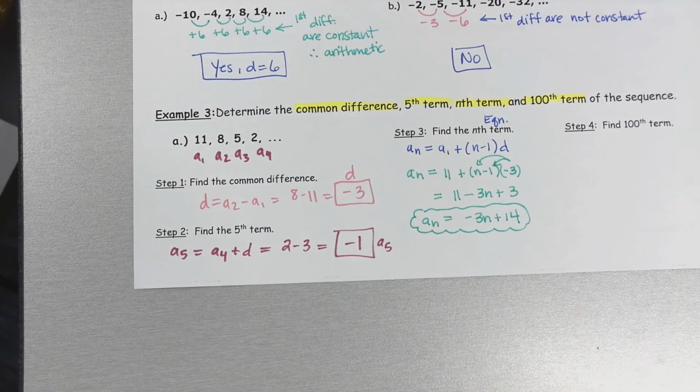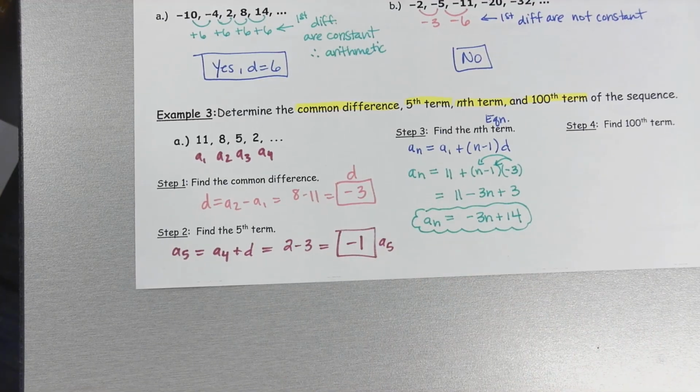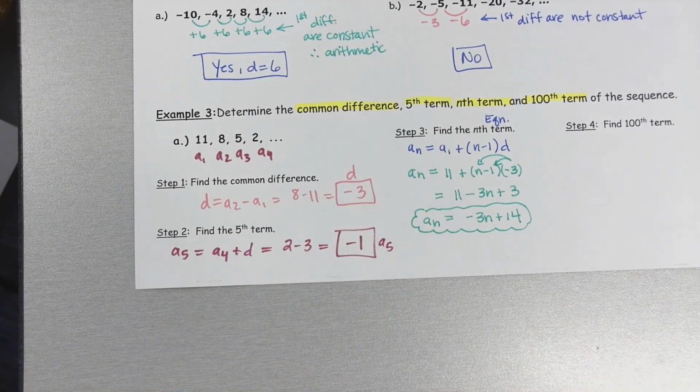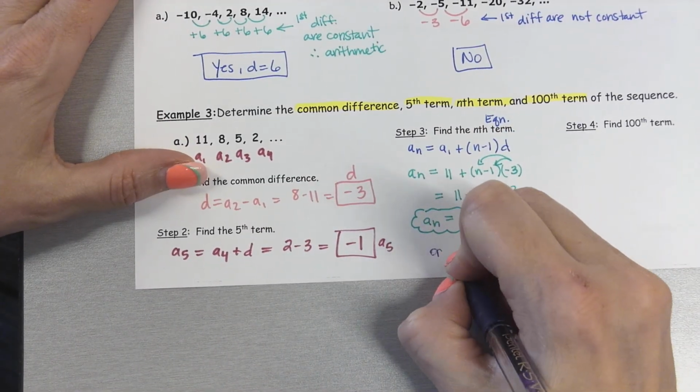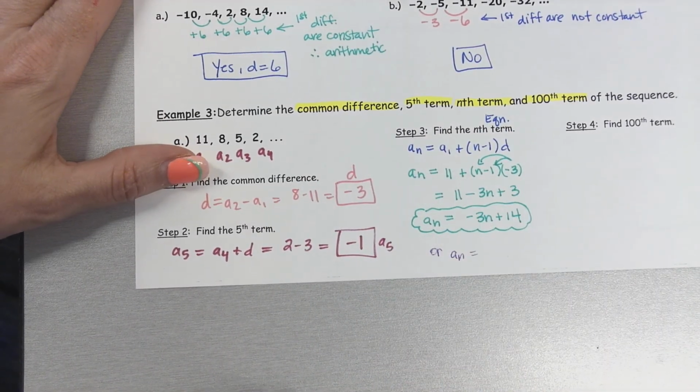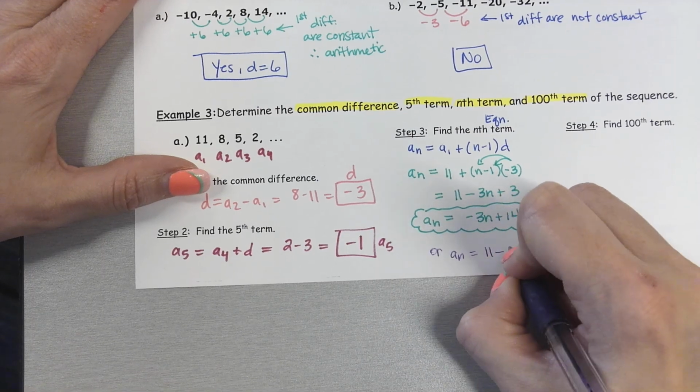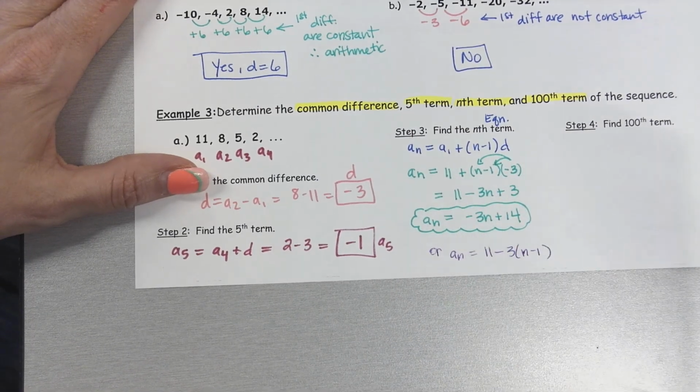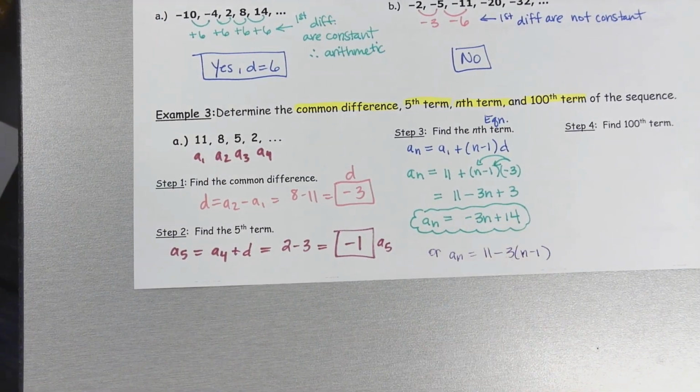Okay, and then remember how we said the common difference is the slope? We can see that's still true, right? -3 is equal to the common difference. Now, if you're checking your answers in the back of the book, just so you know, sometimes they write it in an unsimplified version. So if you see something like this, a sub n equals 11 minus 3 times n minus 1, that is this, but unsimplified. Okay, you just distribute the -3 and then clean it up.